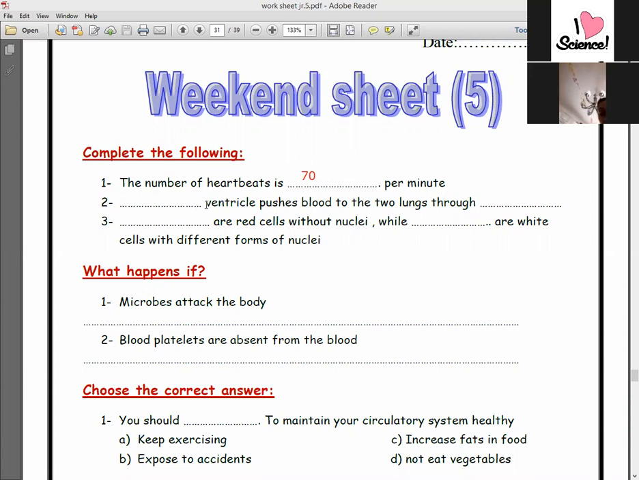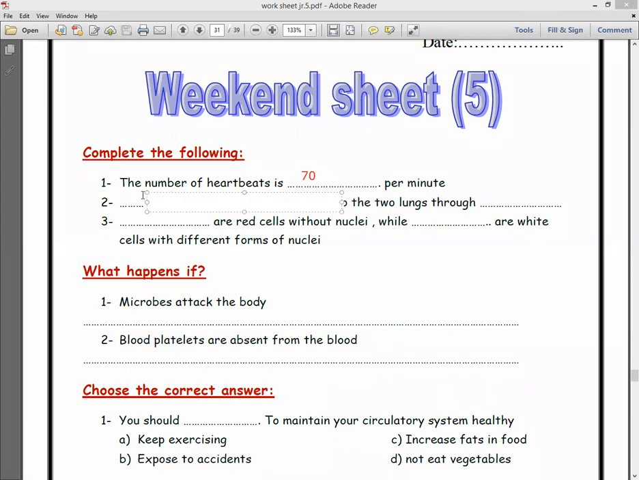Number 2, what ventricle pushes the blood to the lungs? So this is the right ventricle, the right ventricle that pushes the blood to the 2 lungs. To the 2 lungs through what? Through the pulmonary artery.